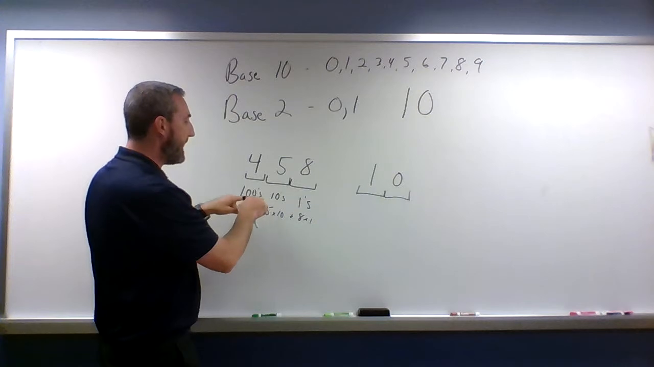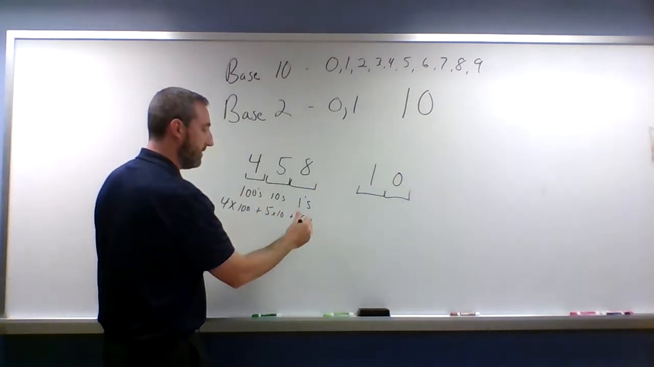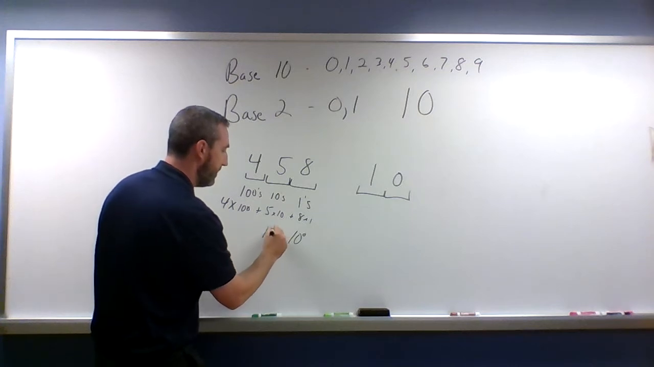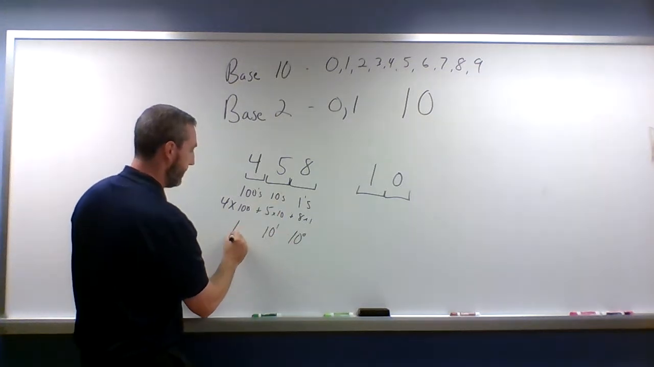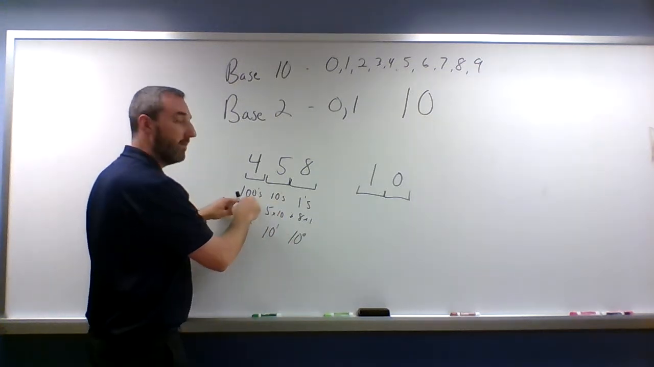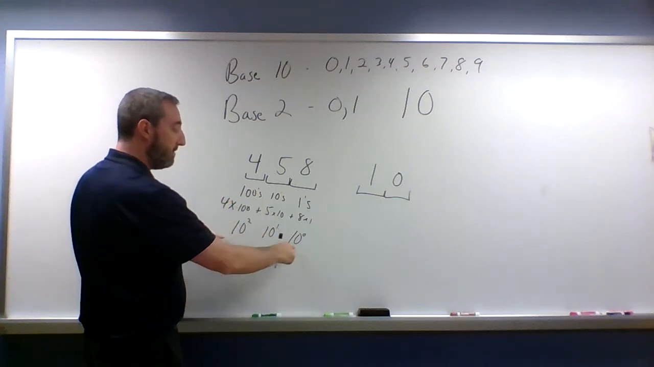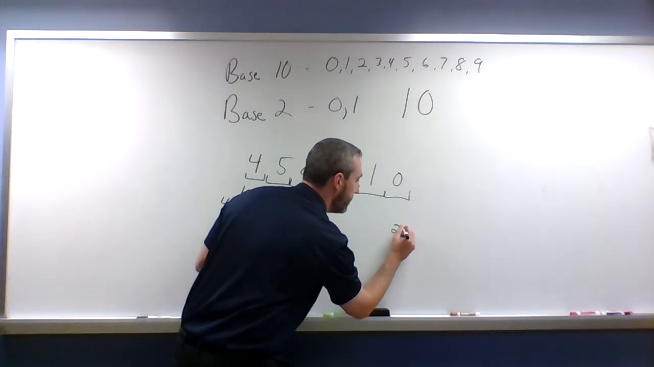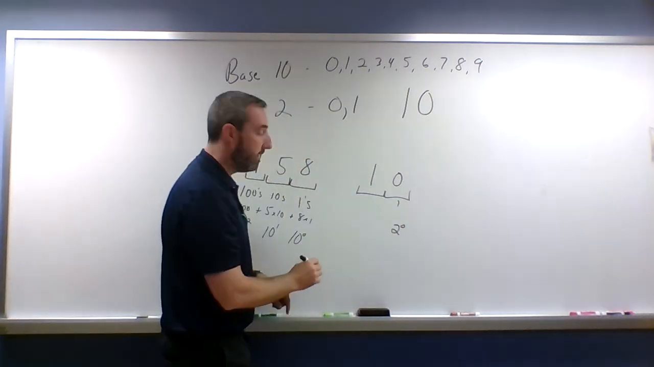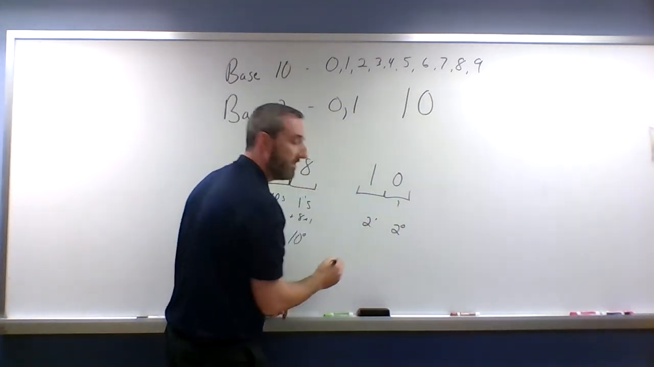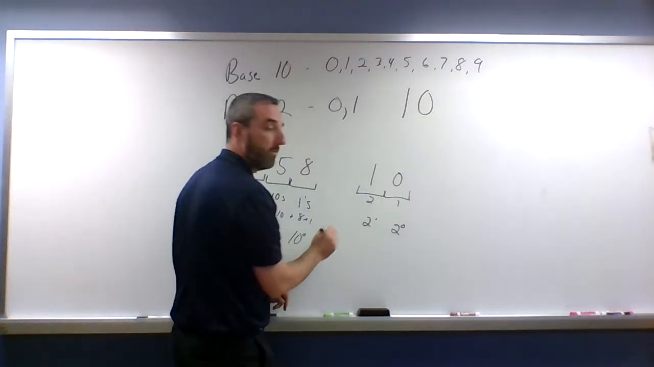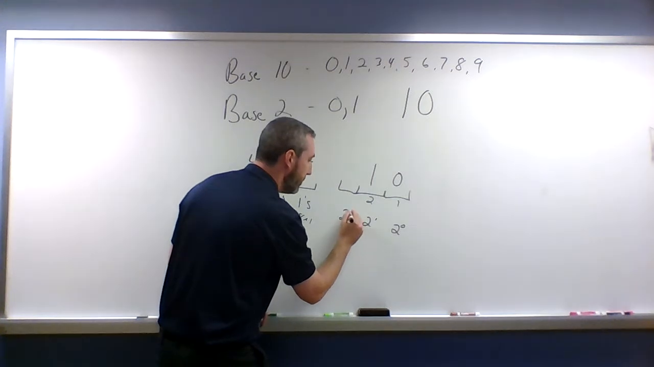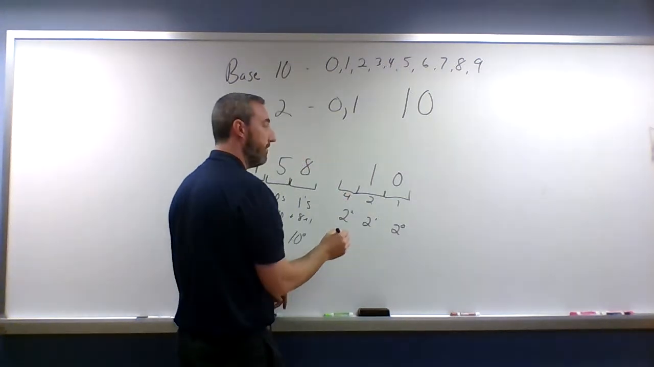Now, the base here is 10 because this column is 10 to the 0. This column is 10 to the 1, or 10. This column is 10 to the 2, or 100. So we use the base 10 over here. Let's use the base 2 over here. 2 to the 0 is equal to 1. But 2 to the 1 is not 10. 2 to the 1 is 2. If we added a third piece to it, we'd have 2 to the 2, or a 4's column.